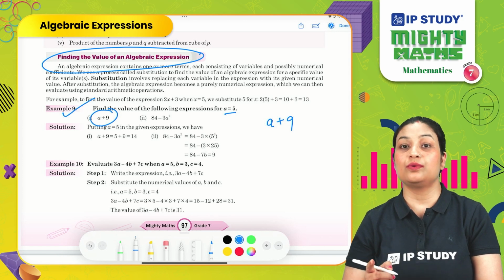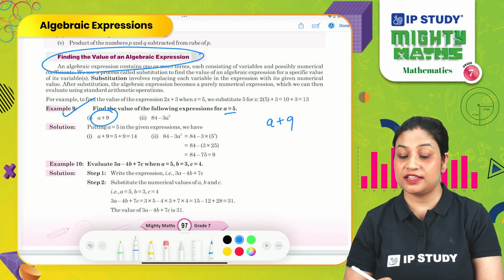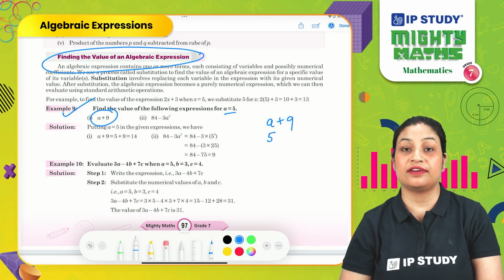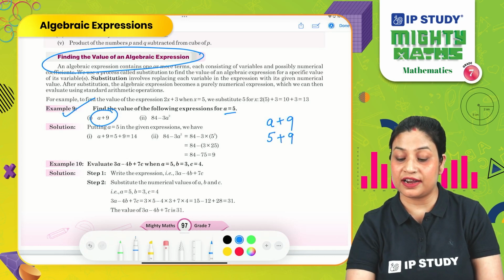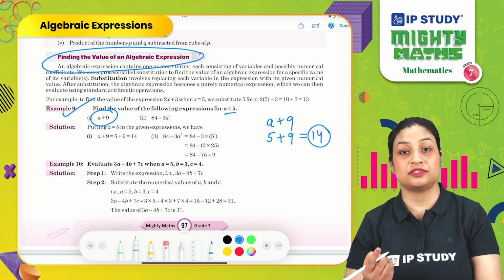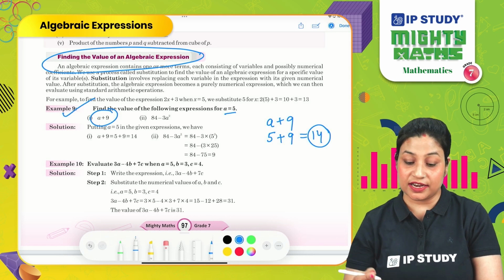So what I will do, I will put the value of a in this expression, which is 5. So in place of a, I will write 5 and add 9. So what will be my result? My result will be 14. This is how you are going to solve these algebraic expressions. Now let's take another example.